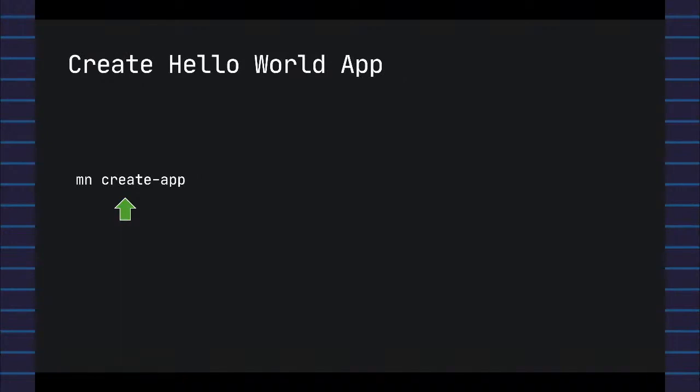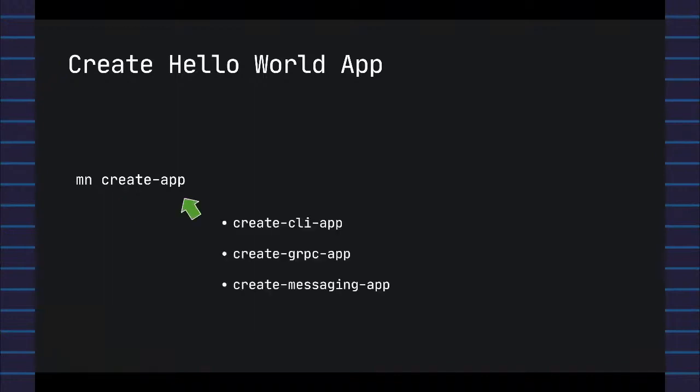Let's look at an example of using this command line tool to build a simple hello world app. When you download the command line tool, you can do it using, I believe, Brew, and also the SDK manager, and it's called mn, short for Micronaut. It has a command called create-app, but there are also other commands to create a CLI app, a gRPC app, or a messaging app. All these commands set up the starting code that you would need for that particular type of app.